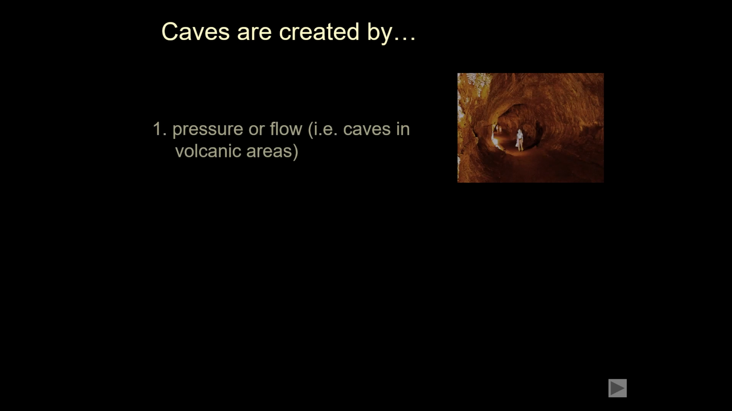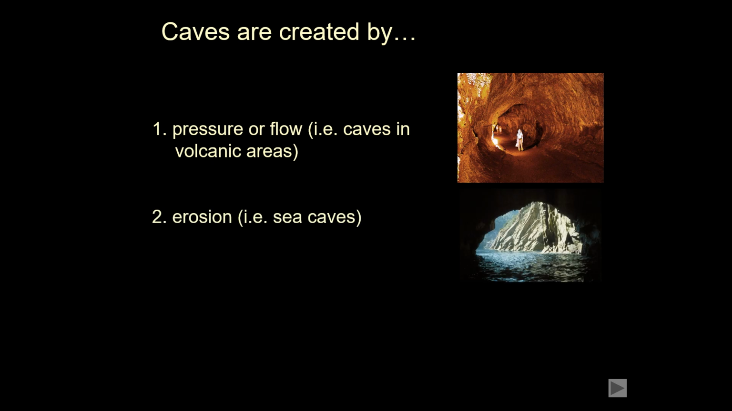Caves are created, well, one way they're created is through pressure or flow: the pressure of water or the pressure of volcanic material like magma that's pushing underground. That's exactly how this cave in the photo to the right was formed. That's a lava tube in Hawaii. But caves like this can also be formed by water pressure.